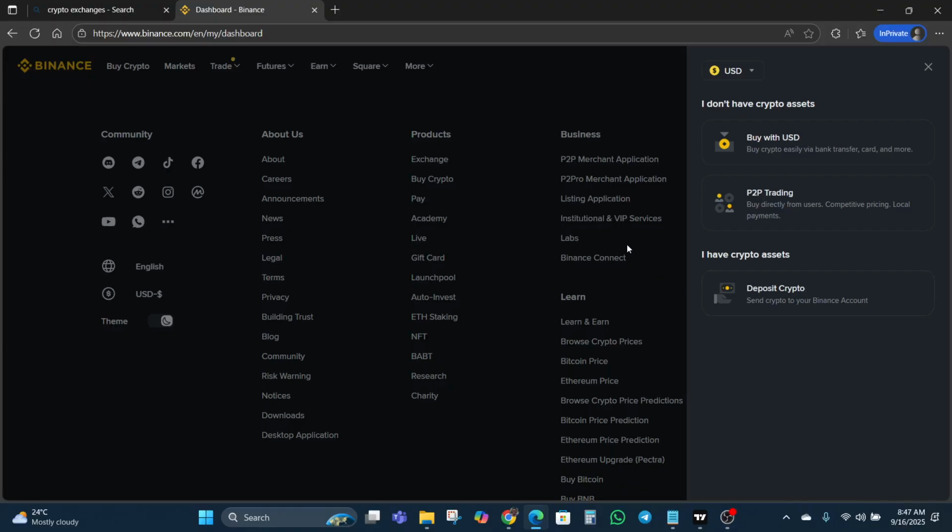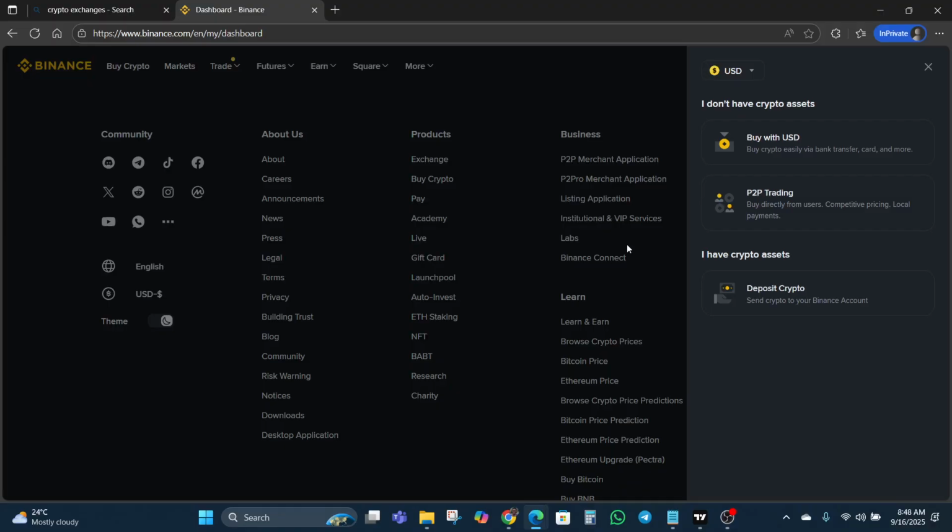Finally, let's talk about staying safe. Opening a crypto trading account is simple, okay? But keeping it secure is an ongoing responsibility. Watch out for phishing emails pretending to be from your exchange. Never share your login details and always double check the website URL before logging in. Remember, in crypto, your security is in your hands, right?